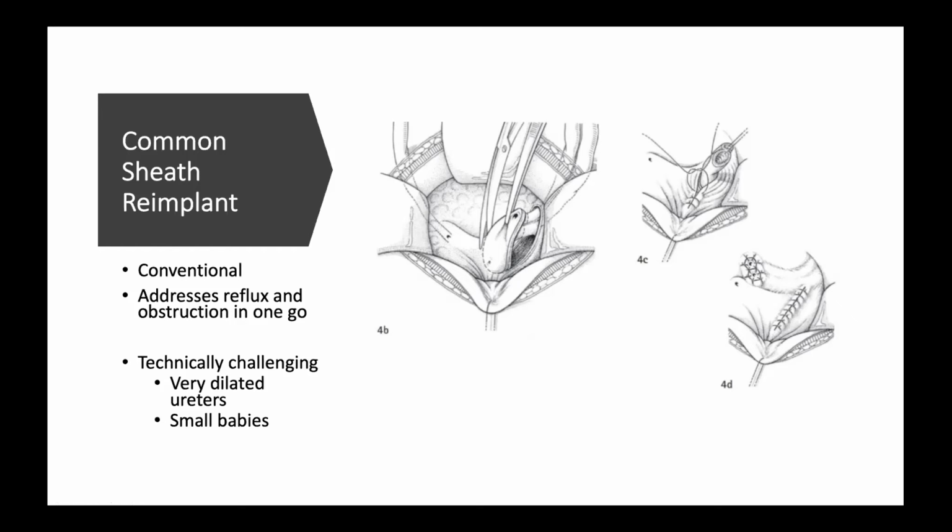We'll talk more about that when we discuss the primary obstructed megaureters. And then also, more and more urologists are quite reluctant to do these sorts of reimplants in very small babies. Those are babies, I would say, less than even 9 months to a year old, because you do risk damaging the bladder and causing bladder dysfunction later on.